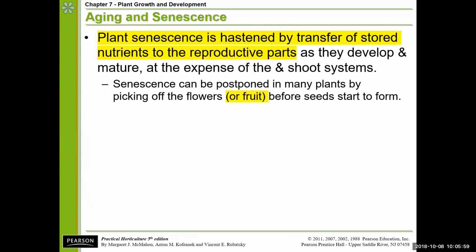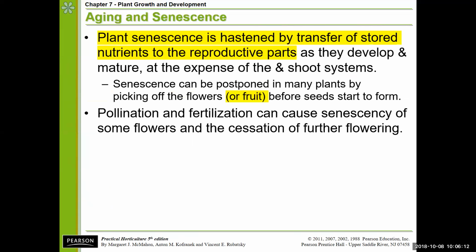The senescence is also hastened by the transfer of the stored nutrients to the reproductive parts of the plants. And it can be postponed in many plants by picking of the flowers or fruits before seeds start to form. And we intentionally do that in many cases. Again, we're kind of interrupting that plant's life goal of developing fertile seed and dispersing.